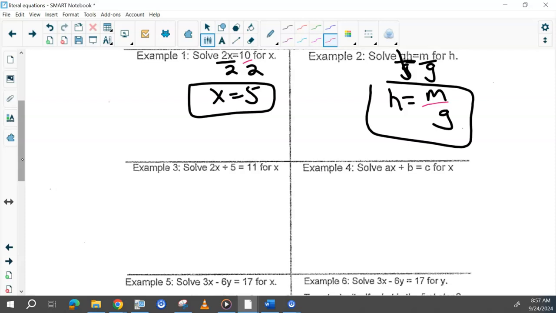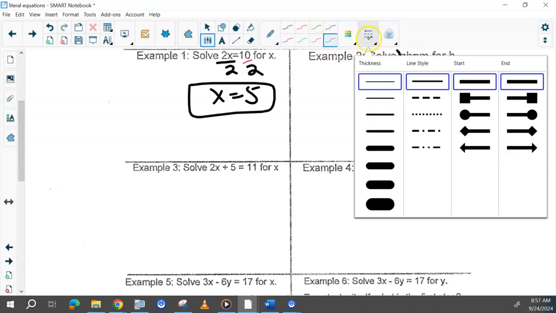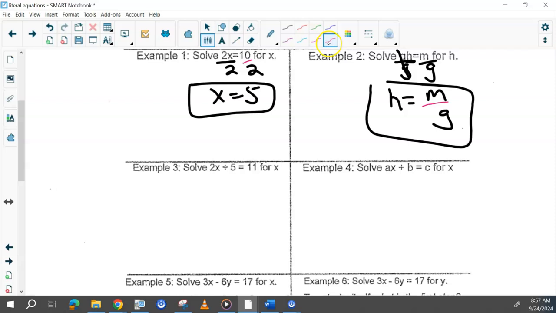Would I do that first? No. I will do that, but not first. So we have 2x equals 6, and then just like number 1, divide both sides by 2.